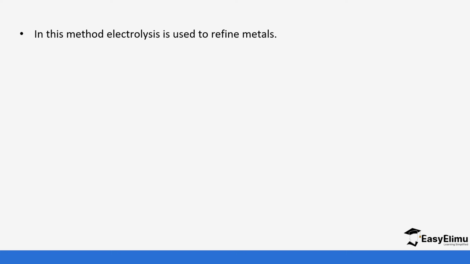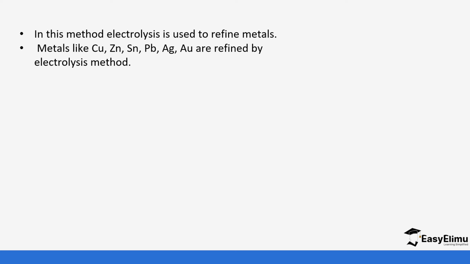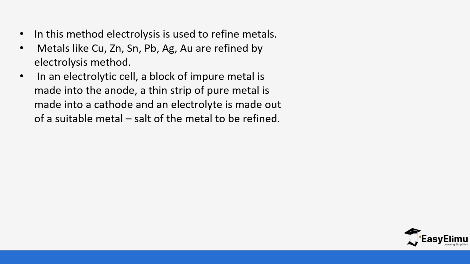In this method, electrolysis is used to refine metals mostly, and you're going to mention them later on when we dig deeper into the extraction of metals. Metals like copper, zinc, tin, lead, silver, gold are usually refined by the electrolysis method.